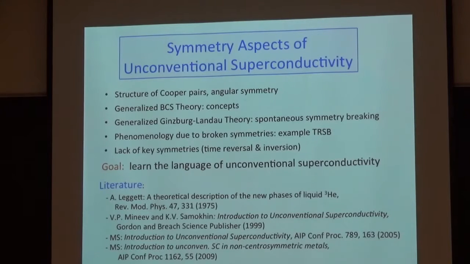So here is basically the program. We will talk first about the structure of Cooper pairs, angular symmetry. So this will be about Cooper instability. This is something simple. I think we need that. I need something simple because I'm terribly jet lagged, and probably several of you as well. And so we have an easy start.